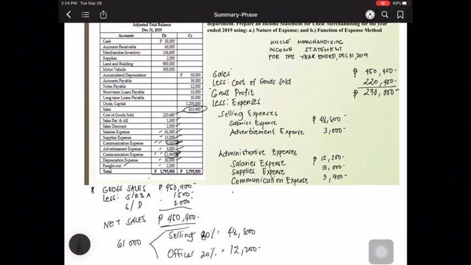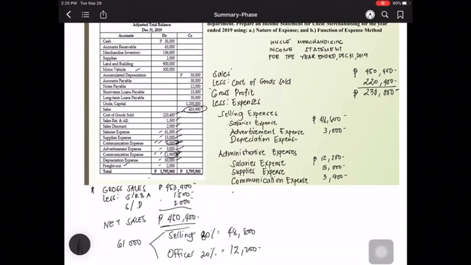Actually, depreciation expense may either be selling or administrative expenses depending on the usage of that particular asset. Now, our asset being depreciated in this problem is our motor vehicle, right? If the motor vehicle is used in the selling of goods, then the depreciation expense would be considered part of your selling expenses. But if the motor vehicle is not used in the delivery of goods, rather it is used for the utility of the office personnel or the workers of the business, then it's part of your administrative expense. Generally, since this is a motor vehicle and a merchandising business, more likely the motor vehicle is used for delivering, right? So let's just consider it as part of your selling expense.